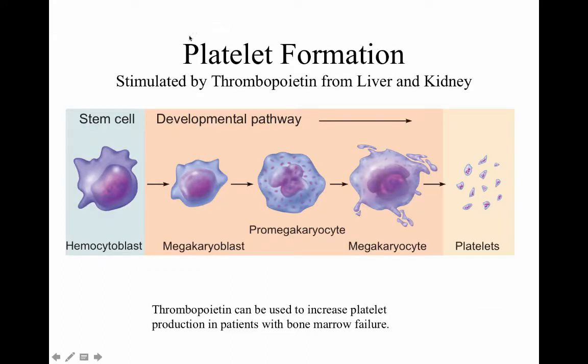Platelet formation then is stimulated by thrombopoietin from the liver and kidney. So we go back to our stem cell, a hemocytoblast, see a megakaryoblast, promegakaryocyte, megakaryocyte that then breaks off into platelets. And thrombopoietin can be used to increase platelet production in patients with bone marrow failure. So it can be infused into a patient to assist with greater platelet production.